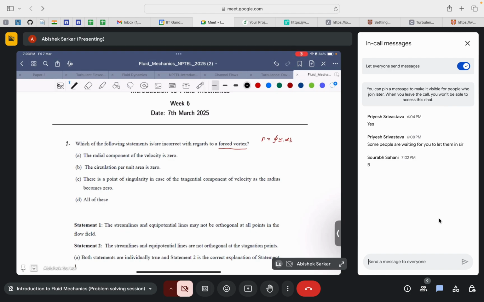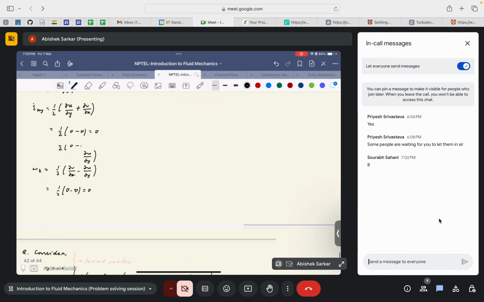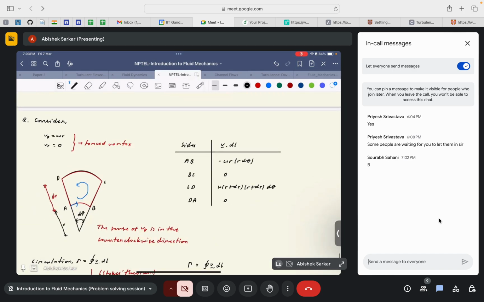Okay, so I think it would be a good exercise if I went back to that question discussed by Professor Chakraborty. That will give us a brief idea about forced vortex and also about circulation. I skipped that part because I thought those concepts would come automatically when we discuss this problem. So let us go back to the questions. The forced vortex is defined as something like V theta equal to omega r and Vr equal to 0.